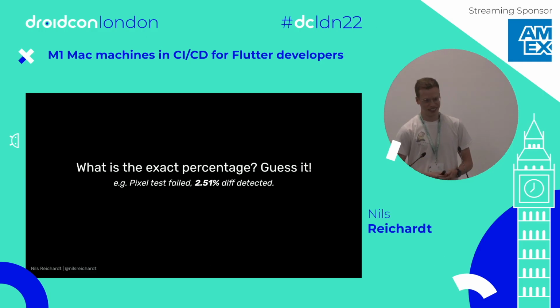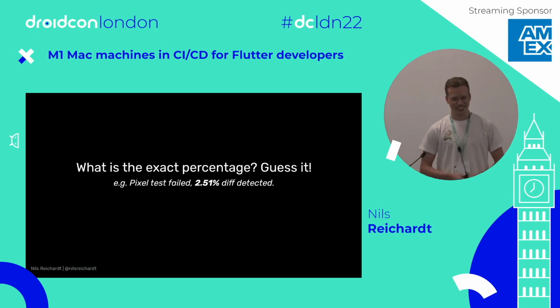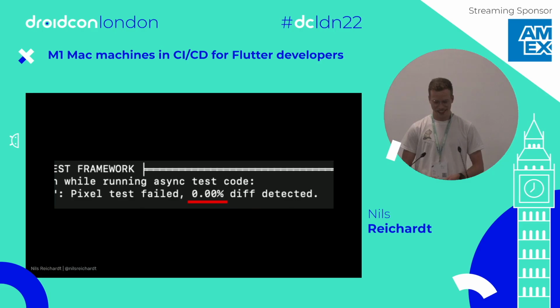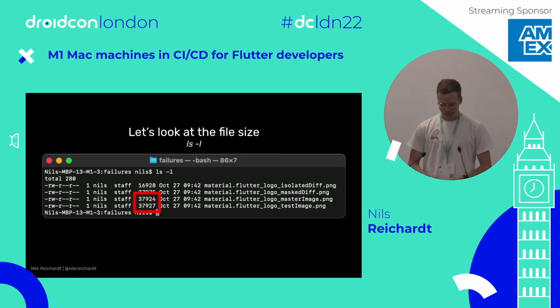0.25. Okay. Some other guess? Okay, I show the results, and the result is 0.00. Because the difference is so small, it just rounds down to 0.0. If you're looking at the file size, it's a very small difference.